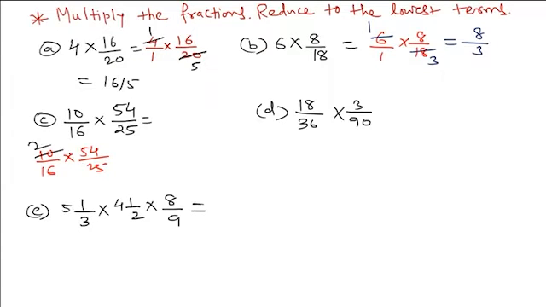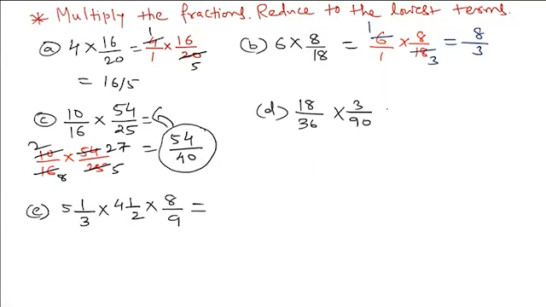So 5 2s are 10, 5 5s are 25. 2 8s are 16, 2 27s are 54. So we write 27 2s are 54 divided by 8 5s are 40. In this way we can solve this question.